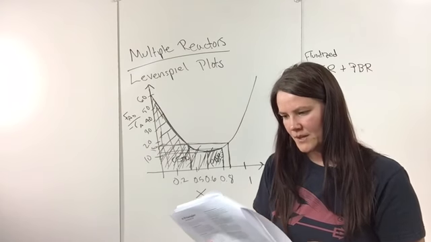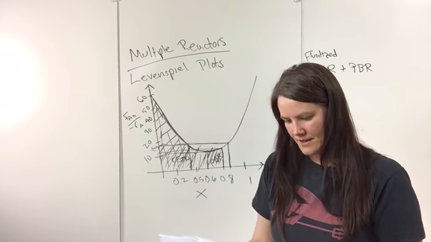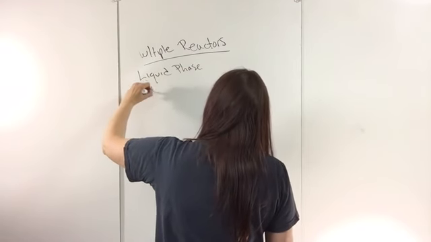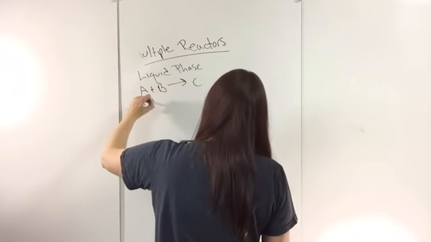And then I also wanted to do a problem. So this is graphically, I wanted to do a problem mathematically too. So I'm going to erase this. So this is reactors in series. So let's say that you have a liquid phase reaction, A plus B to C.